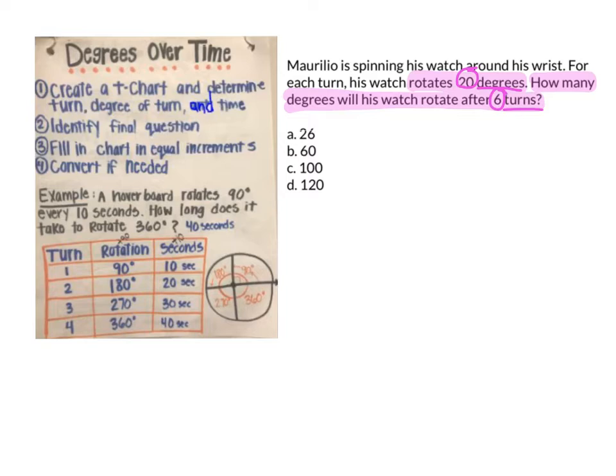So let's move over to our anchor chart. Our first step tells us to create a T-chart and determine turn, degree of turn, and time. Our problems today do not involve time, so I'm going to go ahead and cross that out. And I'm also going to cross out the time column in the example below.